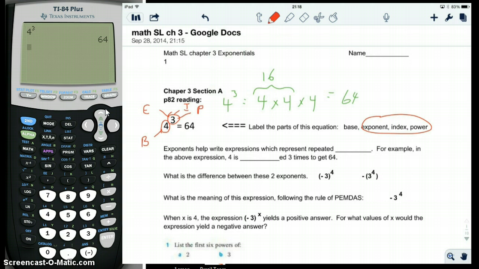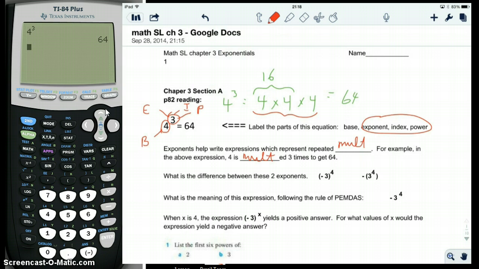Okay? Exponents help write expressions which represent repeated, and what operation are we doing here? Repeatedly, it's multiplication. For example, in the above expression, 4 is multiplied 3 times to get 64.